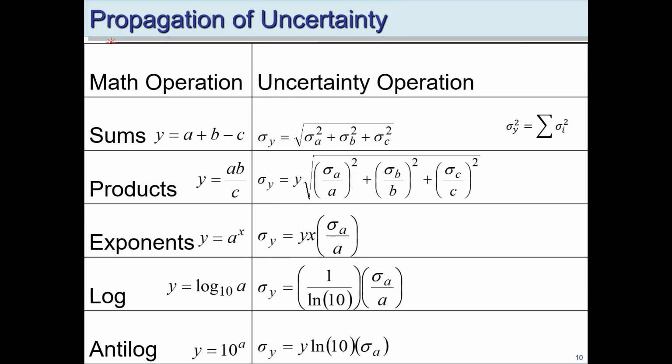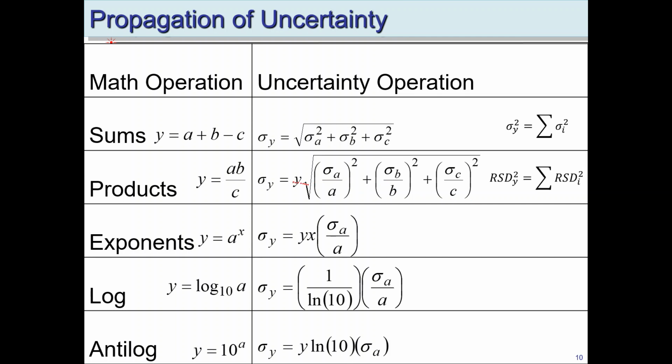Okay, so products, multiplication and division. So here's my y value for that. And if I know the uncertainties in A and B and C, I can calculate it this way. Notice those are relative standard deviations. These right here are RSDs. So that's the standard deviation of C over C. So that's the RSD for C. And then you square that and add up to the squares of all the other RSDs.